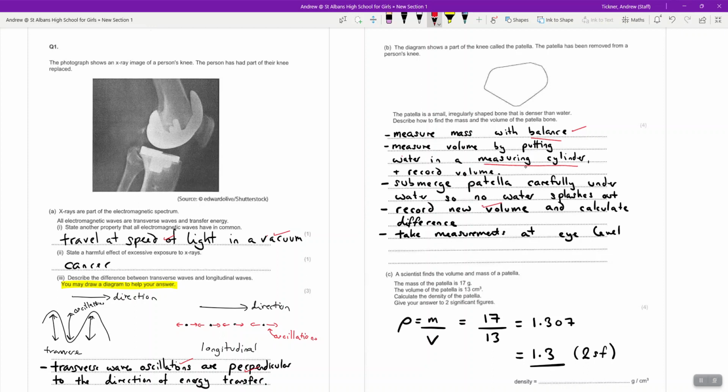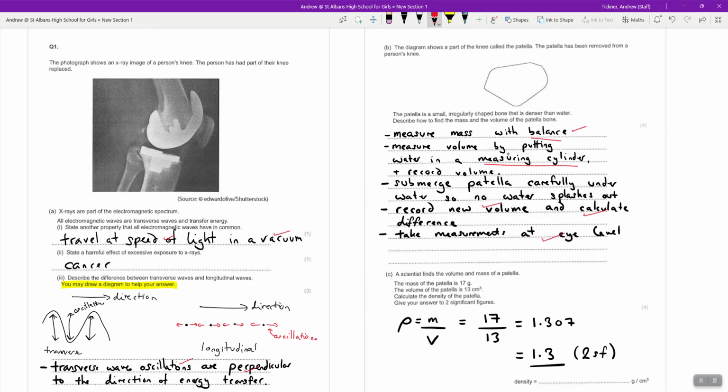I've given some additional detail. The third mark is for a correct idea: I'm calculating the difference between my initial and final volume. And the fourth mark is about an experimental accuracy detail. I've put 2 in here. One, I'm taking measurements at eye level because of parallax. I'm also submerging it carefully underwater so no water splashes out. If you drop your patella in from a great height, then it'll just splash a load of water out and you lose some of it.